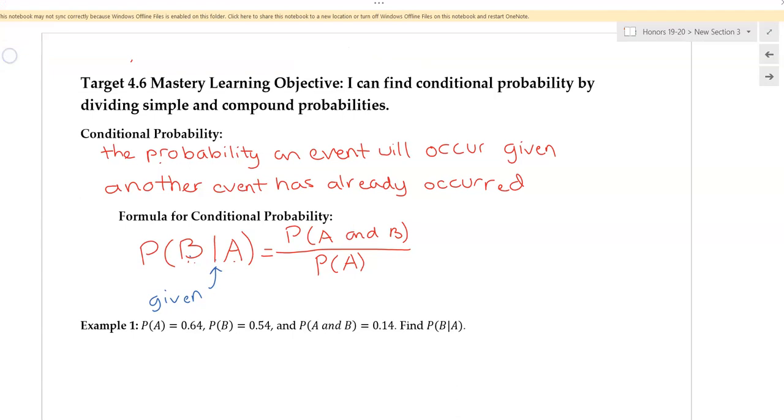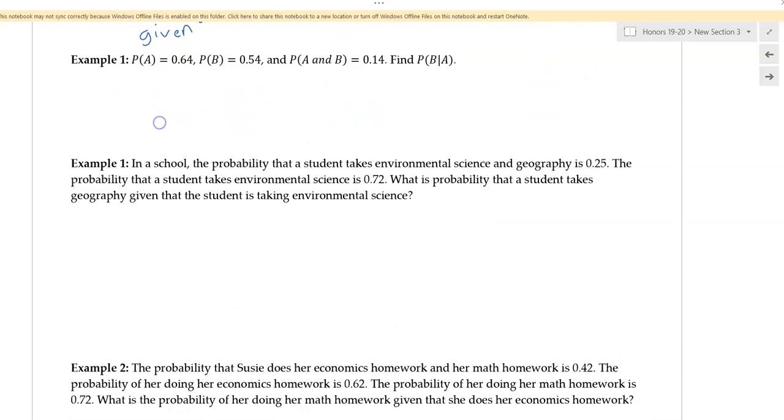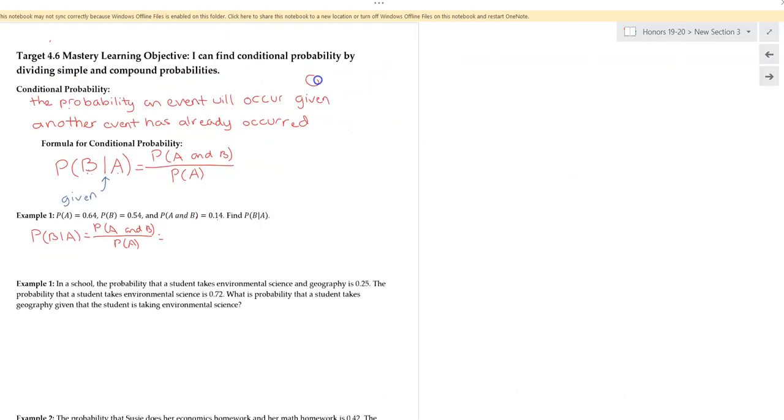So let's look at an example. First, we're just going to do it with numbers, so we don't have a situation here. We have the probability of A is 0.64. The probability of B is 0.54, and the probability of A and B is 0.14. Find the probability of B given A. Well, again, the probability of B given A equals the probability of A and B over the probability of A. That's our formula. And the probability of A and B is 0.14.